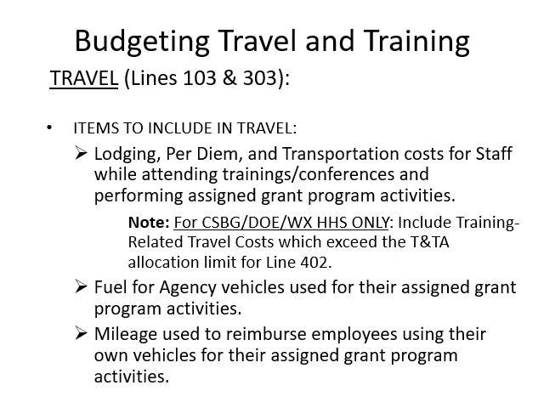Again, please remember that for the CSBG, DOE, and HHS weatherization grants, because they have a TNTA allocation, you would only budget the excess of travel that can't be accommodated in TNTA. You would also include fuel for agency vehicles used for staff's assigned grant program activities, and you would budget mileage used to reimburse employees while using their own personal vehicles for their assigned grant program activities as well.